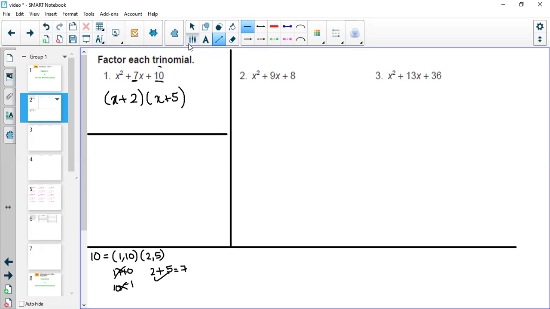Why are we doing this? If you're not sure, look at this. If you multiply x plus 2 with x plus 5, we need to get the trinomial which is in the question. Let's check if we are getting that.